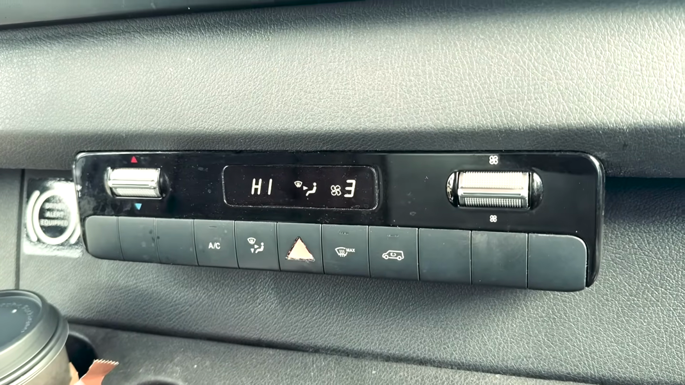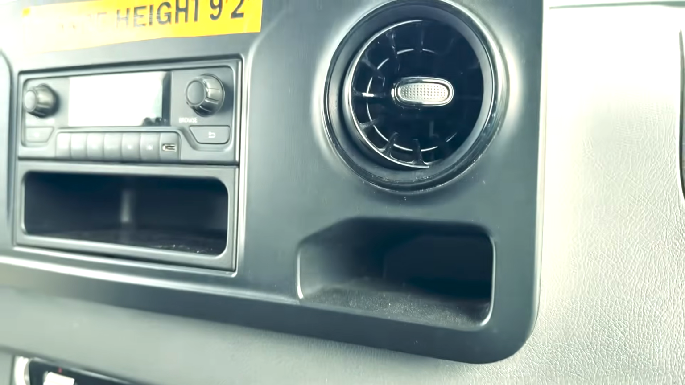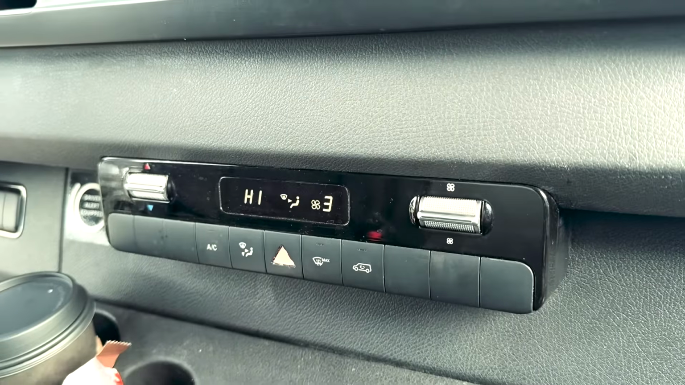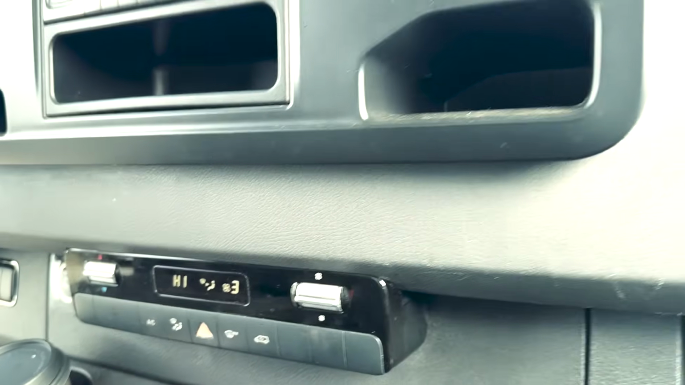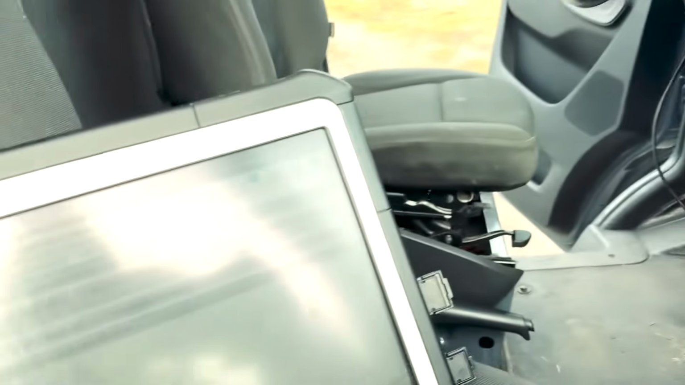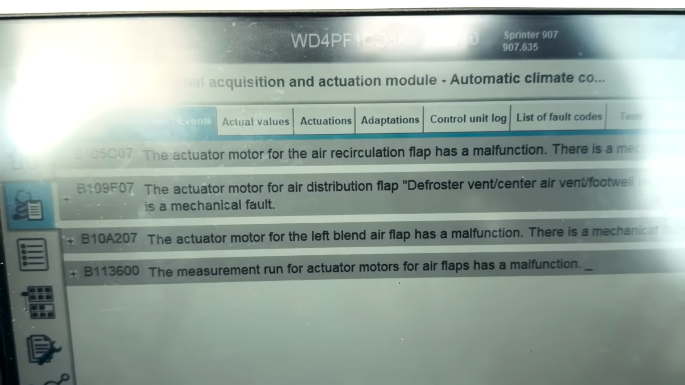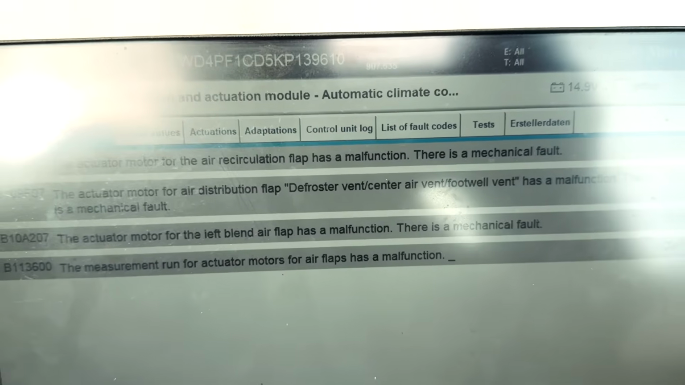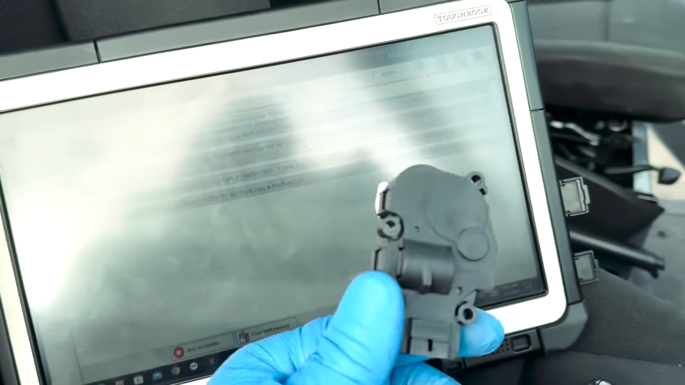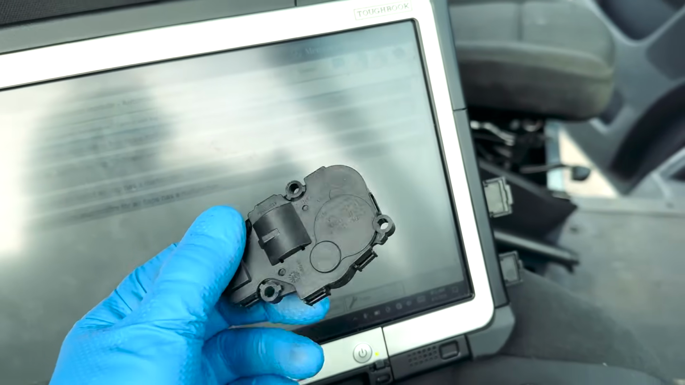One day you start your van and cold air is coming from the air vents. You try to reset, restart, disconnect the battery, and nothing changes. If you have the Mercedes computer, which I have, you get all these fault codes related to the air motor and the flap distribution. This is the part that causes all these troubles.